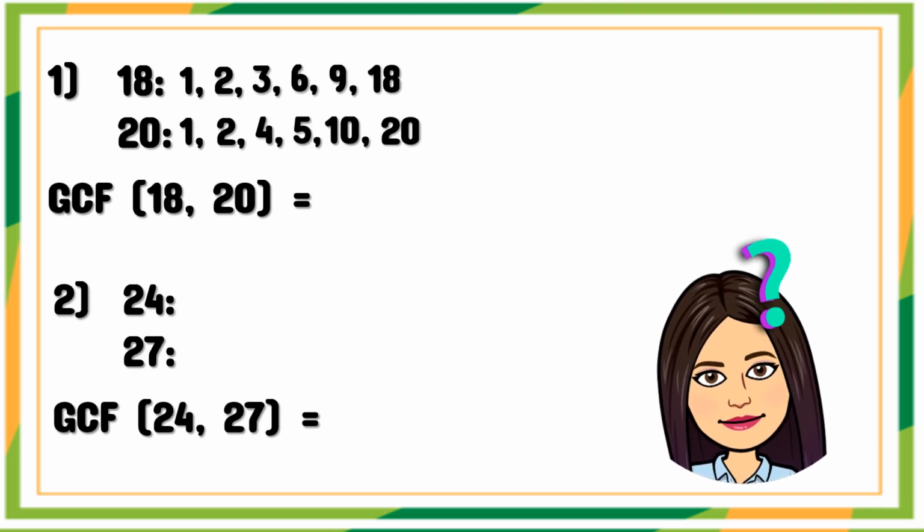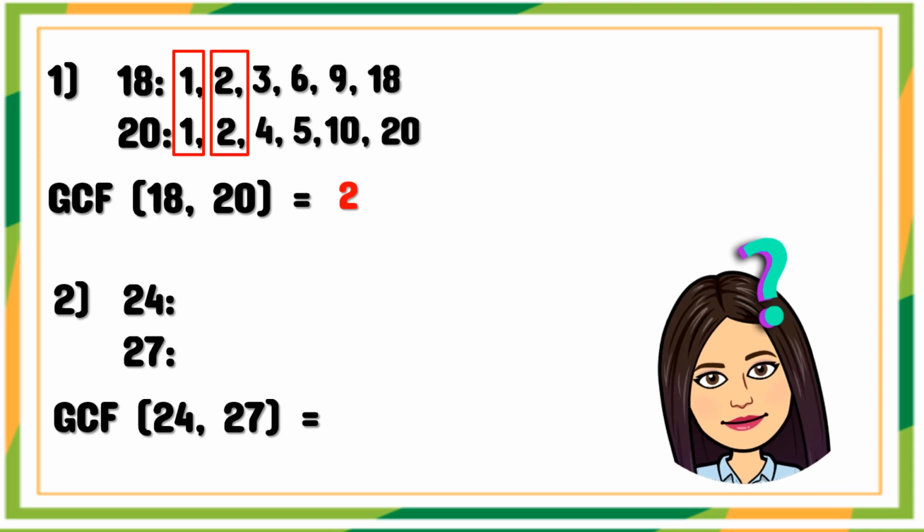The common factors of 18 and 20 are 1 and 2, but the greatest common factor is 2. Therefore, the GCF of 18 and 20 is 2. For number 2, let's find the GCF of 24 and 27.